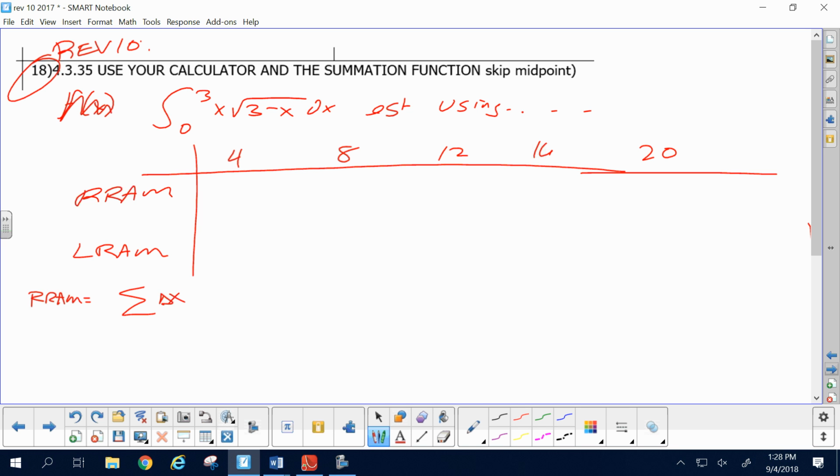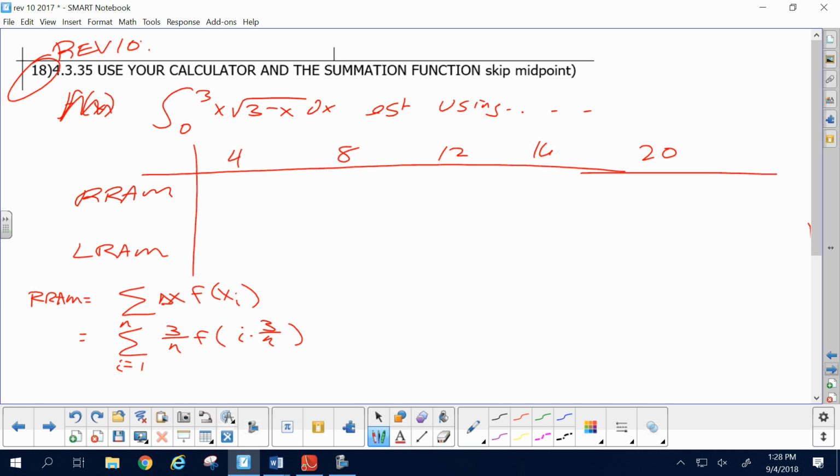Delta x times f at some x's, yeah? Good start, good start. What's delta x? 3 over n, and f at what x of i? Just i 3 over n. Okay, cool. I need to be able to work this based on any number of rectangles.